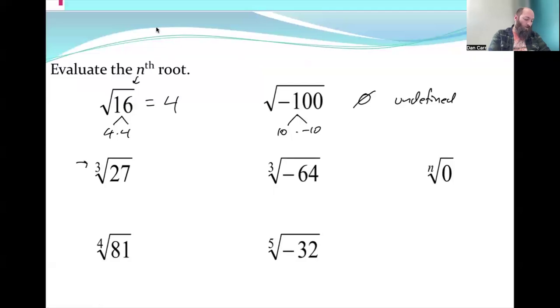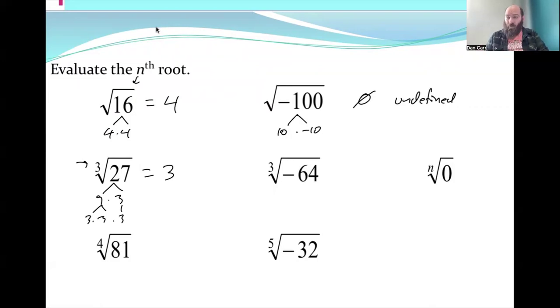Now we get to these other root numbers. The cube root, we are asking what number times itself 3 times would give me 27. If I split this up, 9 times 3, and 9 is 3 times 3, and then another 3. So 27 is 3 times 3 times 3. That is going to give me 3 as an answer. You can do this in a calculator, but just to see how this looks.